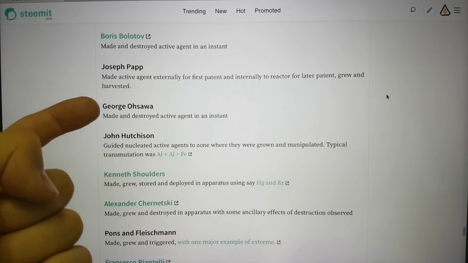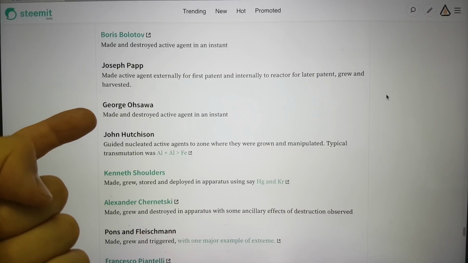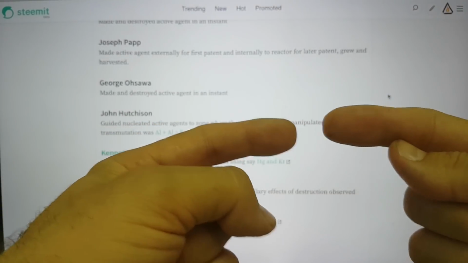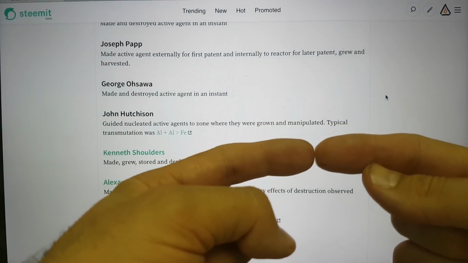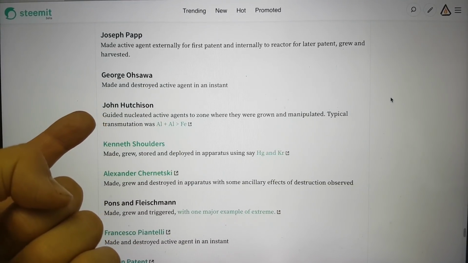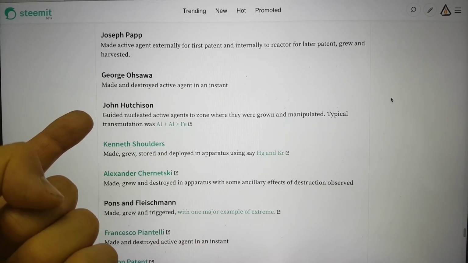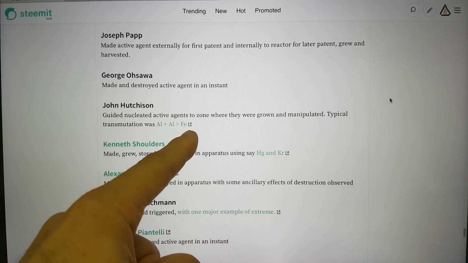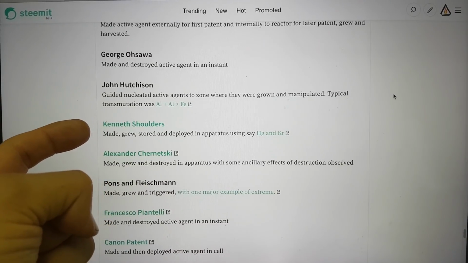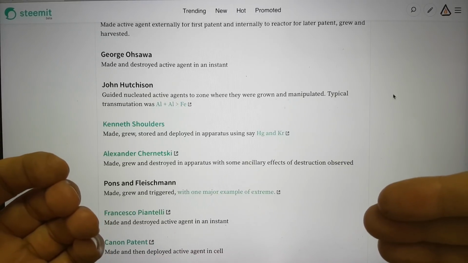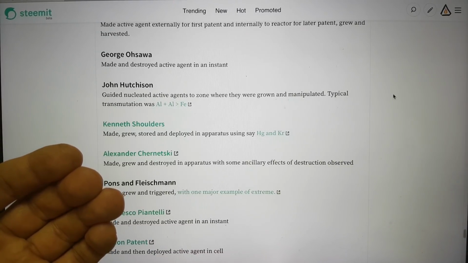George Joshua made and destroyed the active agent in an instant. This is the carbon arc, explosions between two carbon rods, either underwater or in air. John Hutchinson guided nucleative active agents to a zone where they were grown and manipulated. A typical transmutation that we've observed in our samples from him is aluminium and aluminium to iron. Kenneth Shoulders, he made, grew, stored and deployed in apparatus using, say, mercury and krypton.